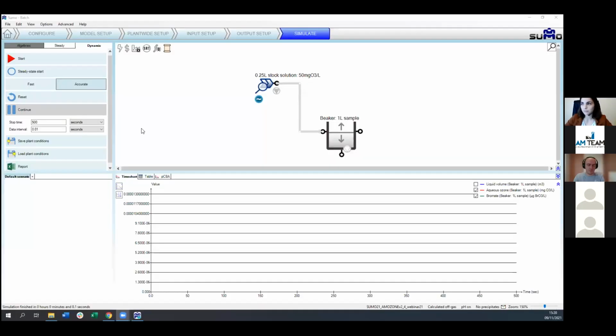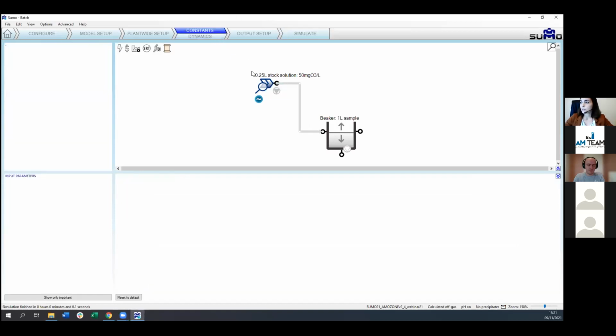Hello, everyone. Let's see in one simple but meaningful example the impact of, for instance, the human factor when we are dealing with a batch experiment. Imagine we are in the lab and we are using a certain ozone stock solution. We are pouring this ozone stock solution into a beaker containing 1 liter of our secondary effluent sample. We are dosing 0.25 liter of stock solution with a certain ozone concentration, in this case 50 milligrams per liter, and we'll see the effect of the injection speed.